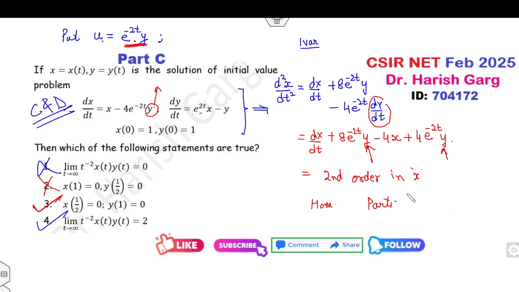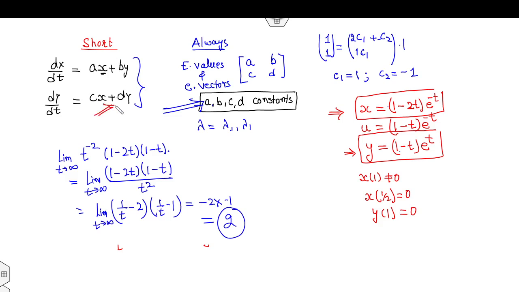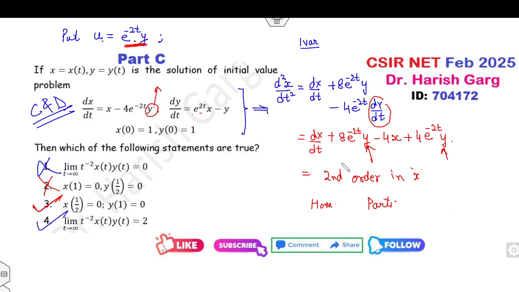That's your choice. But I always prefer the system of equations method, as that will take less time as compared to converting into the homogeneous part.